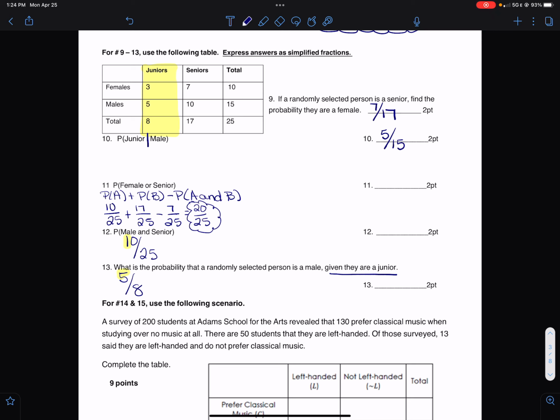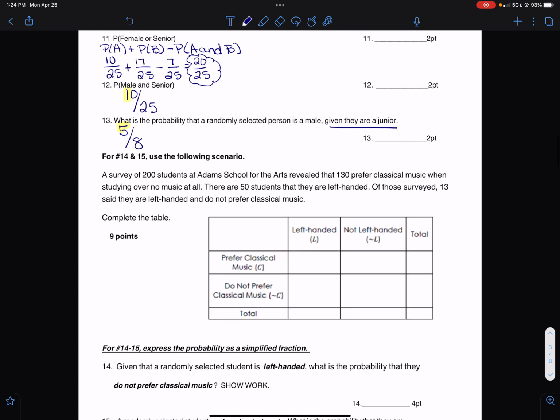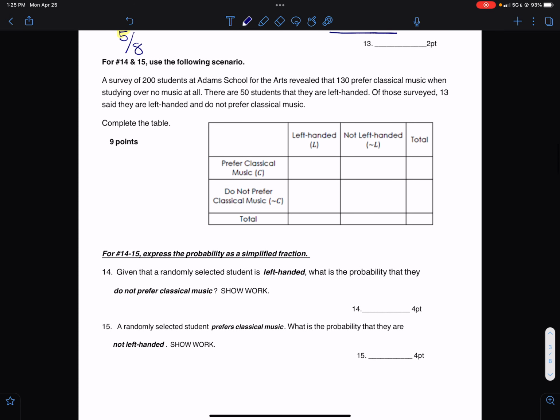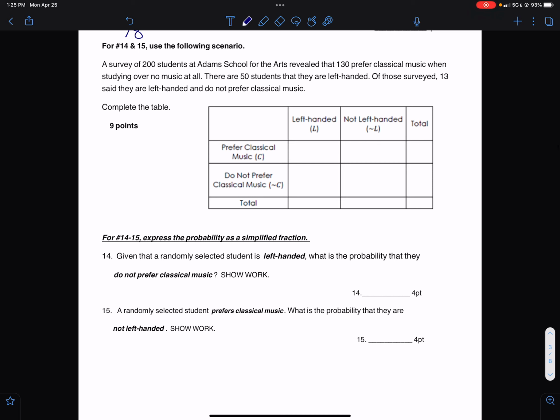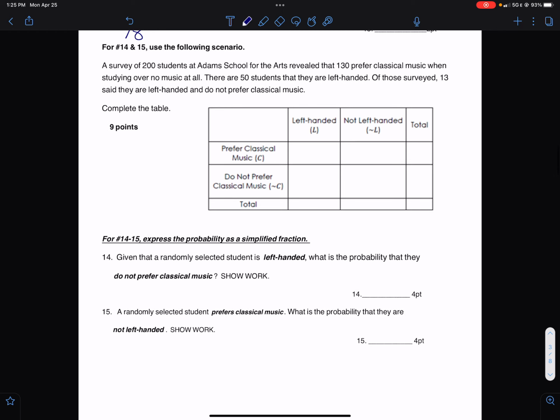Alright, let's go on to the last section where we are creating our own table and then solving questions off of that information. So off this one here, a survey of 200 students at Adams School for the Arts revealed that 130 prefer classical music when studying over no music at all. There are 50 students that are left-handed, and of those surveyed, 13 said they are left-handed and do not prefer classical music. So 200 total, 130 prefer classical music, so that's another total.